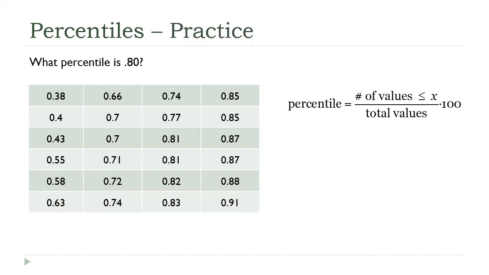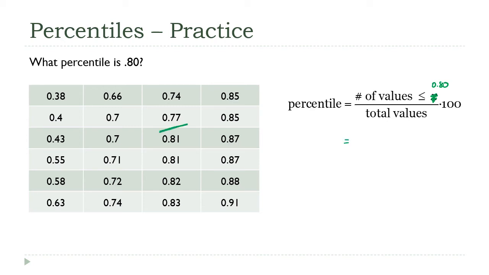All right, so let me give you one here to practice with real quick. What percentile is 0.8? Right, well, I'm sure you noticed right away, 0.8 isn't in the data set, and that's okay. That doesn't bother me. Just apply the rule. How many data values are less than 0.8?